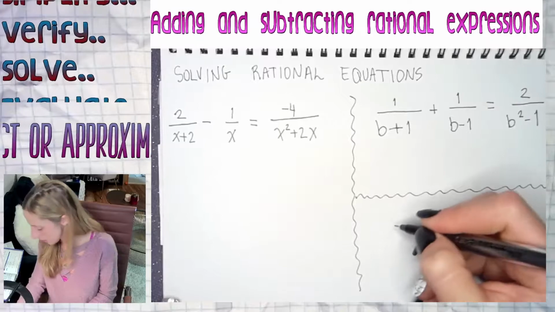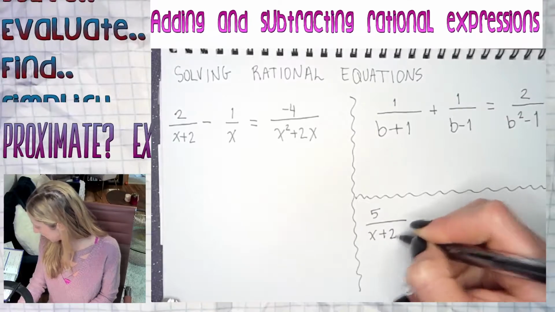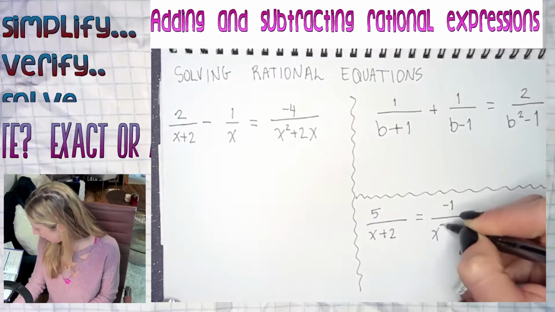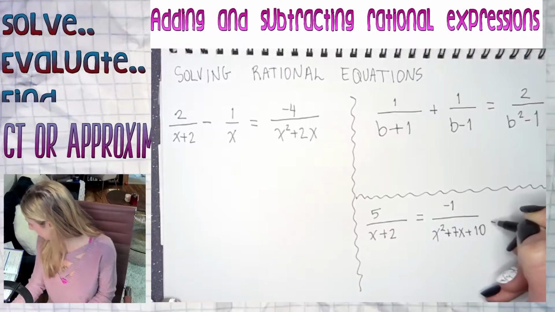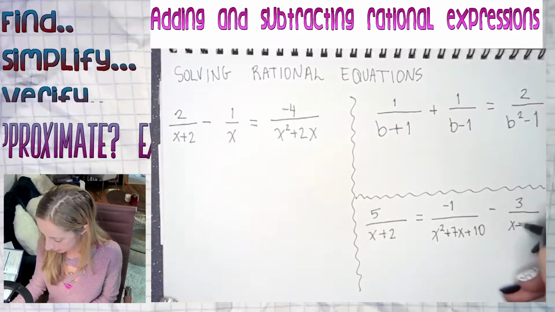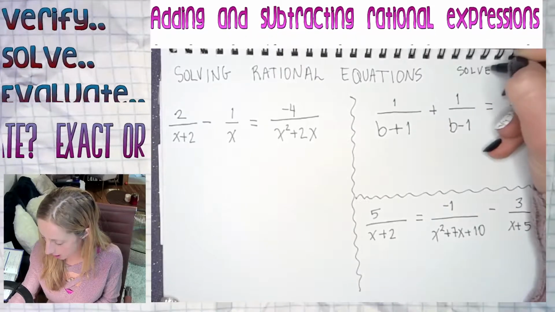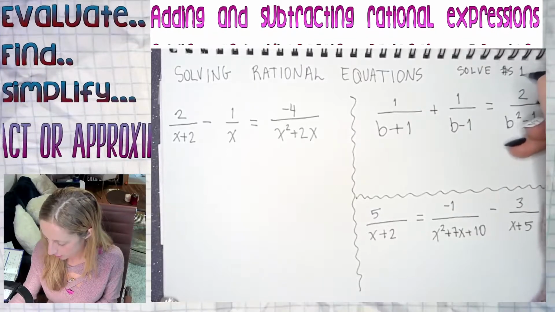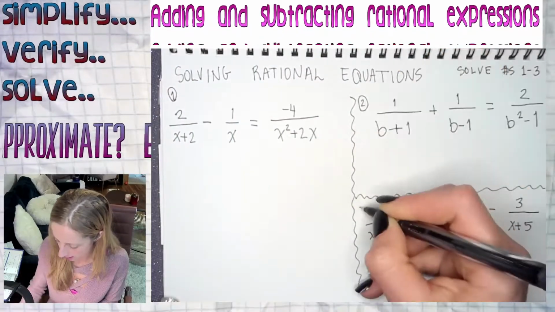But I just want to get one started with you. So let's do this over here. 5 over x plus 2 equals negative 1 over x squared plus 7x plus 10, and then minus 3 over x plus 5. Okay. So your directions on all three of these: solve. We'll call them numbers 1 through 3. I know it was example 1 just a second ago. And that'll be 1, that'll be 2, and 3.